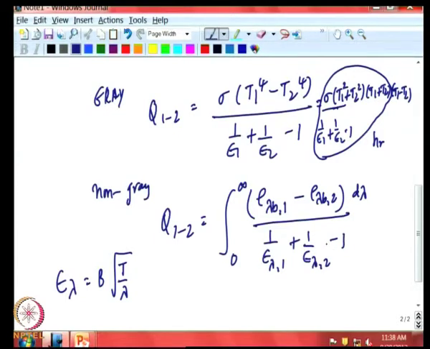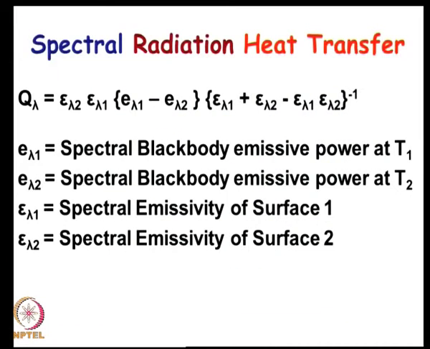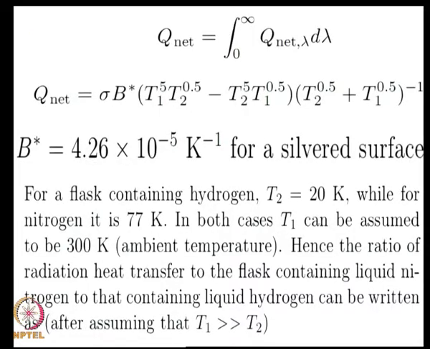So, this is the point we want to look at further. So, this expression which I had written earlier. Now, if you integrate that expression for the spectral flux, assuming the emissivity to be b times root T by lambda, then you will get the following expression for the net radiation.